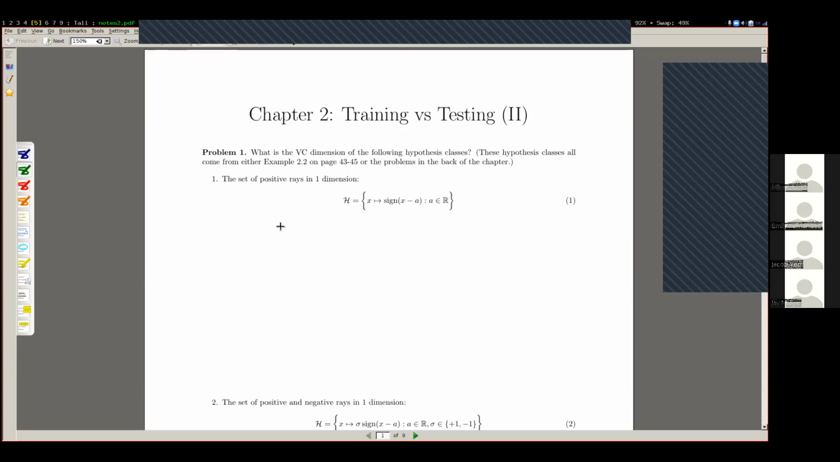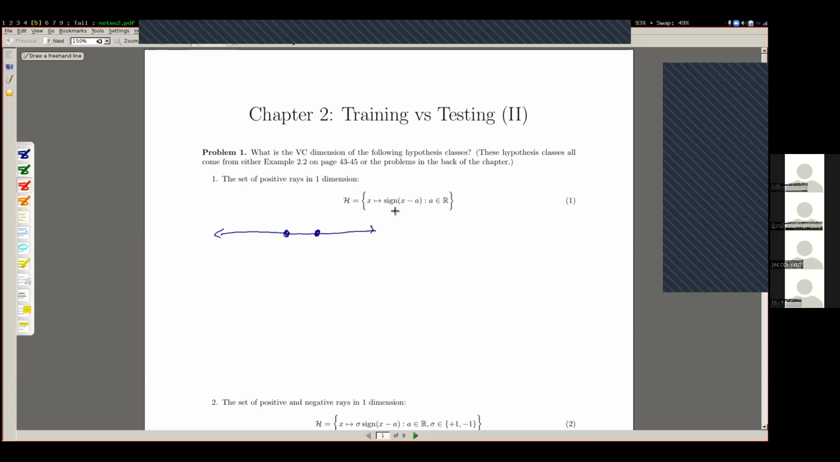So let's do problem 1.1. The set of positive rays in one dimension. I think one of the hardest parts about these problems is just understanding what these hypotheses actually look like, understanding this notation right here. And so in this particular hypothesis, it's all in one dimension. So our x's somehow sit on the number line. And we might have a data set, for example, that looks like this.